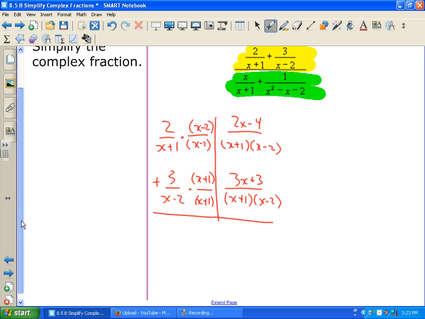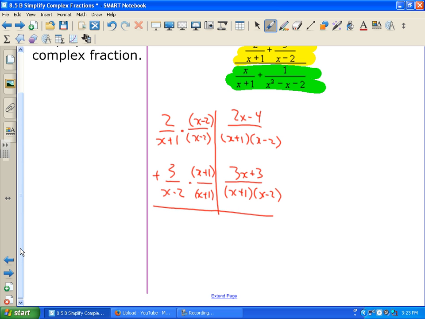Combining like terms and simplifying, 2x plus 3x is 5x. Negative 4 plus 3 is negative 1, over x plus 1 times x minus 2. Well, that takes care of my top expression. This is my top expression simplified. I now need to simplify my bottom expression. I'll do that over here.